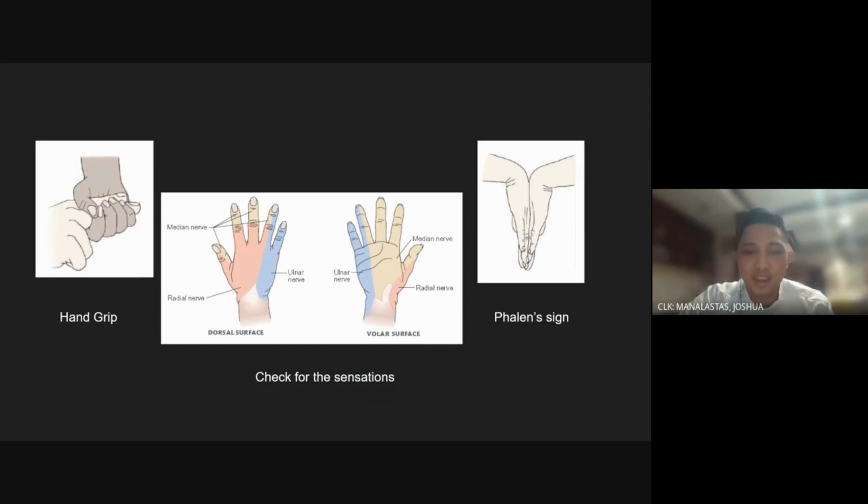Then we will also be checking for the sensation of the following parts of the hands. We can palpate the index finger, which means we will be checking for the median nerve. Then if we palpate the fifth finger, we will be checking for the ulnar nerve. Then the dorsal web space of the thumb and index fingers is for the radial nerve.